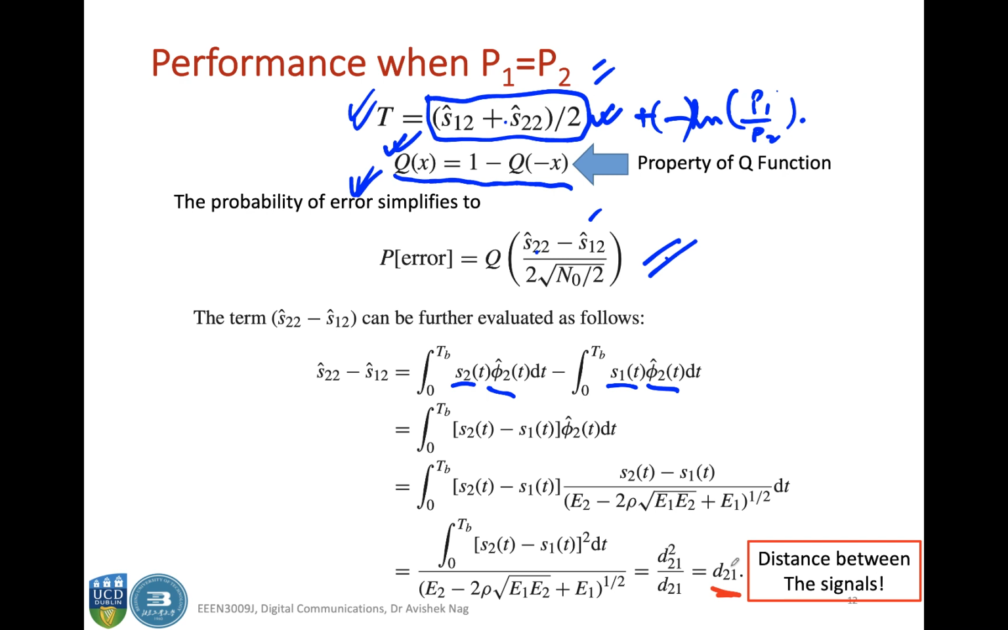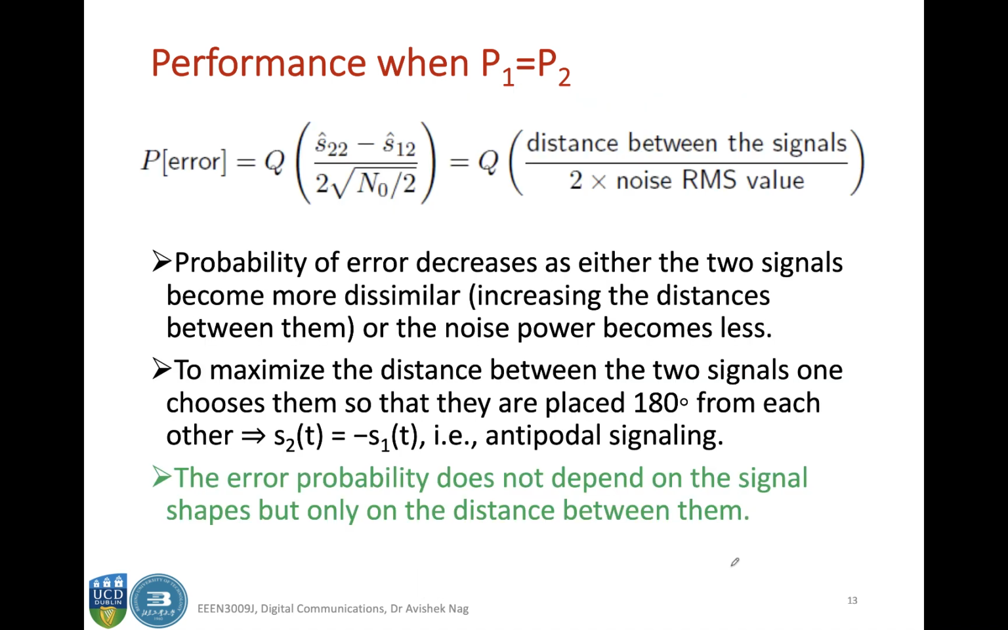This is an interesting result. So we can write the probability of error expression as the Q function of the distance between the two signals divided by 2 times the noise RMS value. The noise root mean square value is the square root of the noise power spectral density.